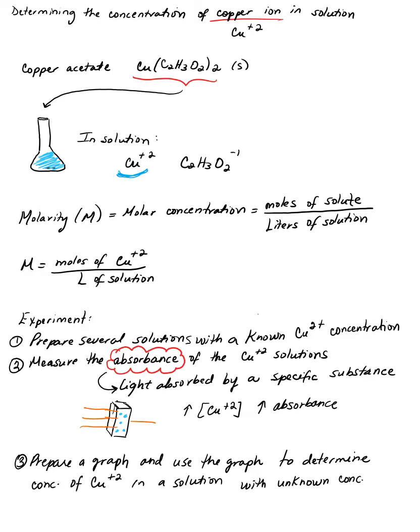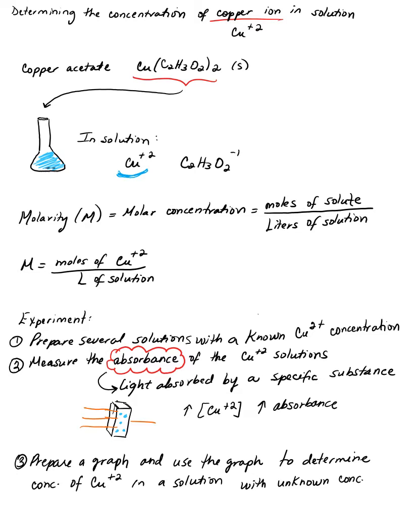So, as a summary of the procedure, what we're going to be doing is preparing several solutions with a known concentration of your copper plus 2 ion, which means that we can actually know the concentration of those solutions, and it's the molar concentration. So we're going to prepare a stock solution, and from that stock solution we're going to be preparing the solutions that I have here listed in your number 1.